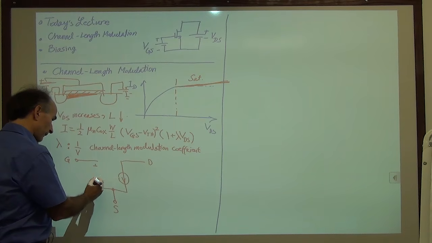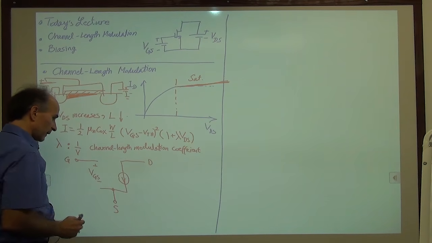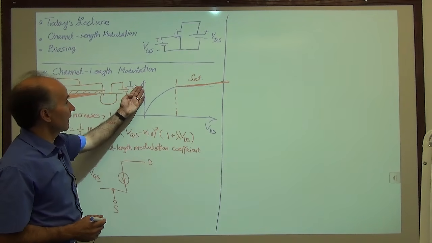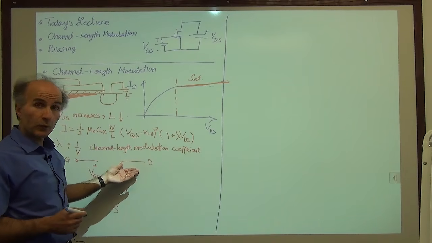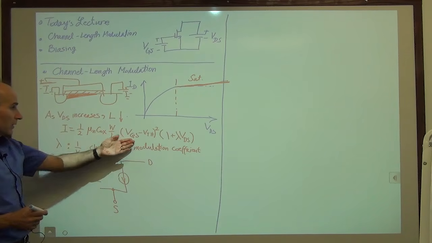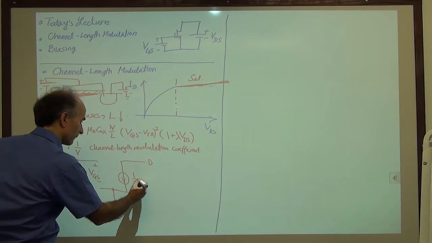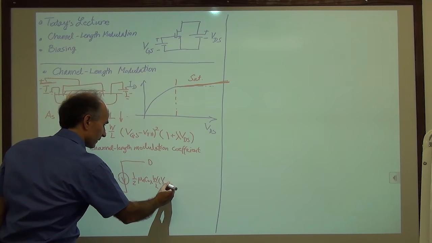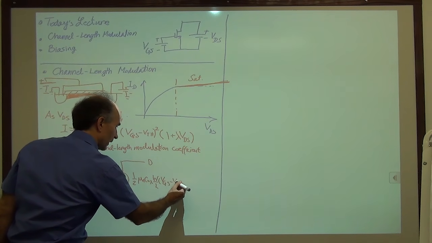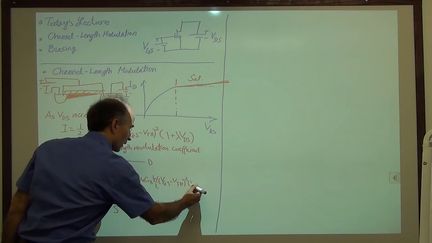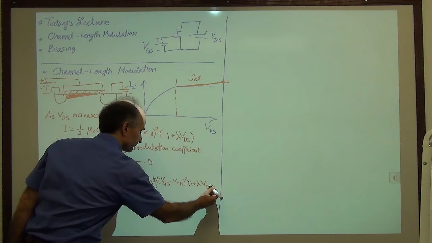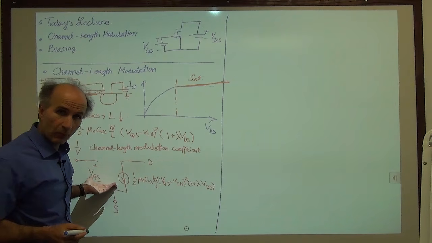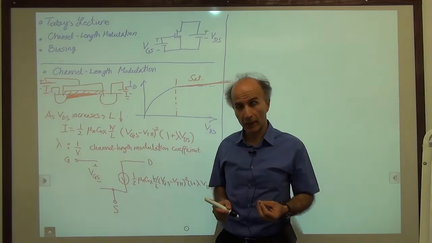So we just say what we have here is VGS. And this current source is the current that flows from drain to source. And its value is given by some amount if we know we are in saturation. So if we know we're in saturation, this is the equation that we have. So we have 1/2 of mu n C ox W over L, VGS minus VTH squared, 1 plus lambda VDS. This is a more complete model of the MOS transistor that we can use.